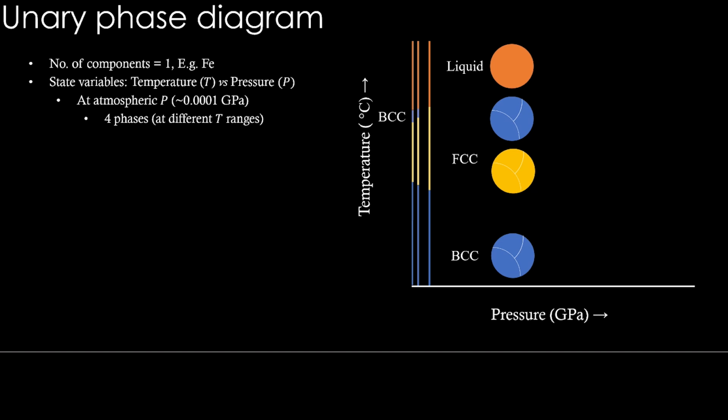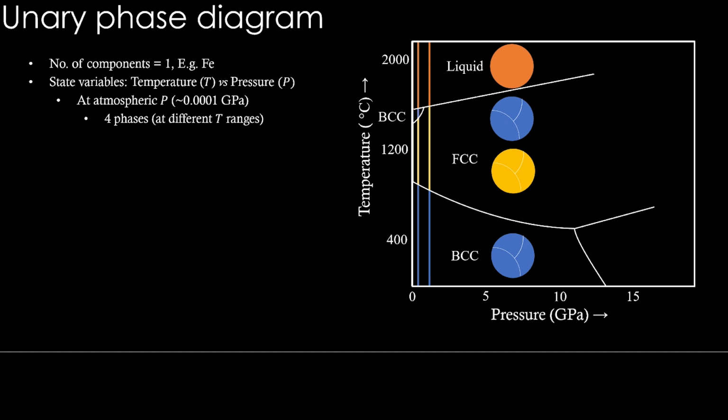So what if we track all these transformation temperatures and create some sort of a map like this? So this is a phase diagram. So at really high pressures, we see a HCP phase forming.